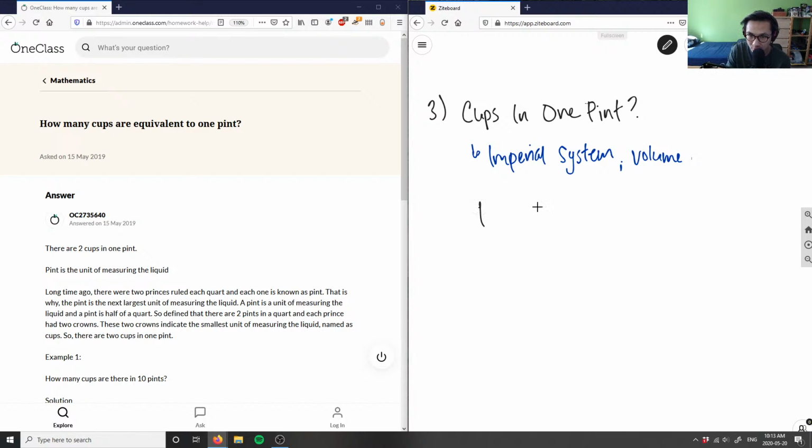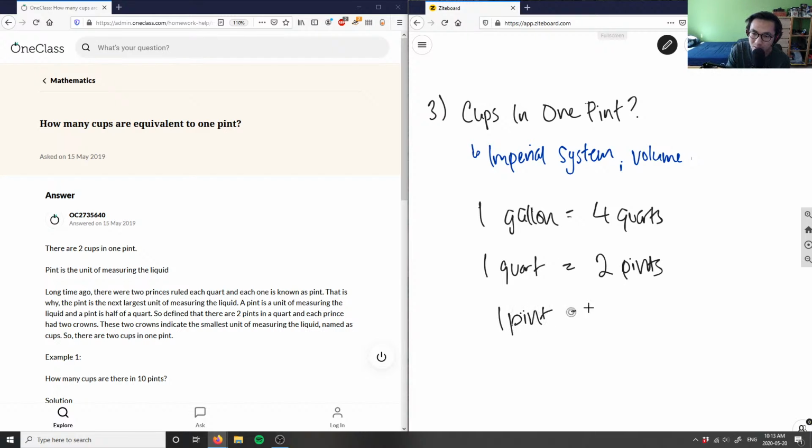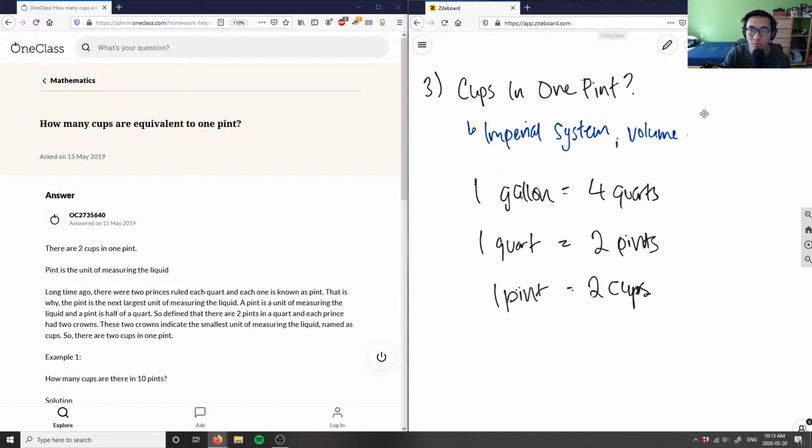So what we have here is 1 gallon. I know it was 4 quarts. 1 quart is 2 pints, and 1 pint here is 2 cups. So as you can see, we can see our relationship between pints and cups here. And we actually don't have to do any work for this problem because it's already given in our conversion factor. It's asking us cups in 1 pint. We know that 1 pint here equals 2 cups, right?